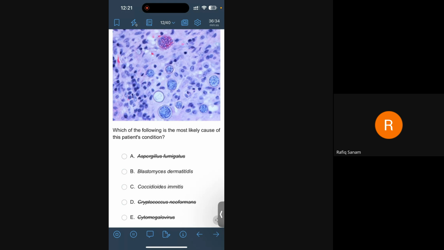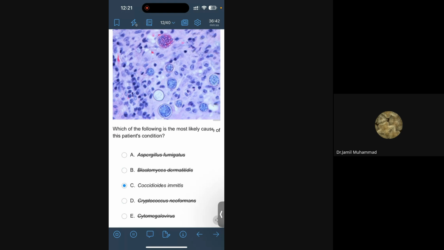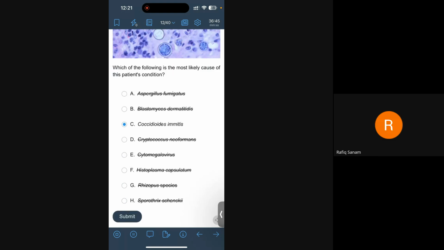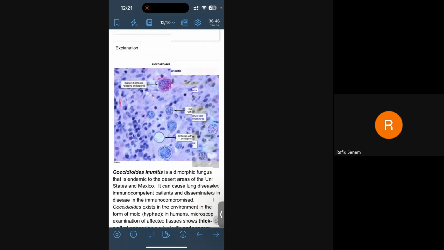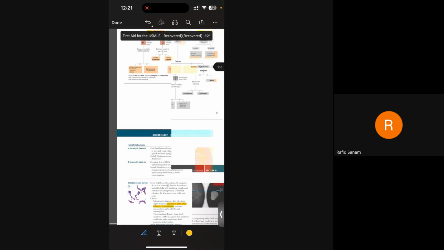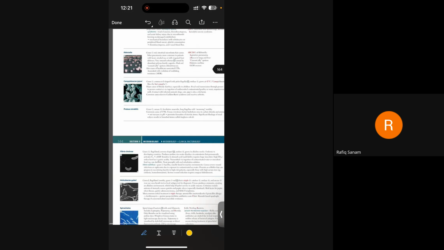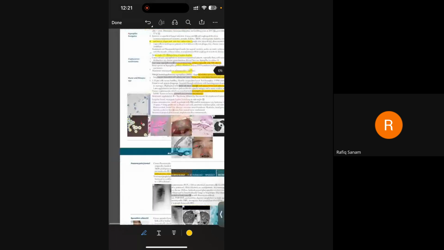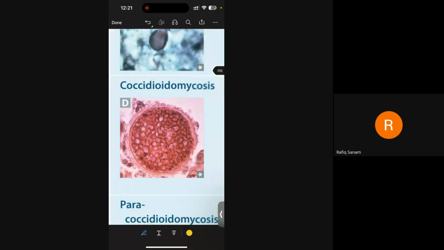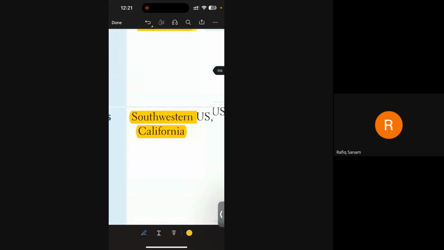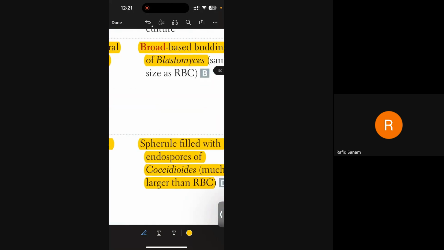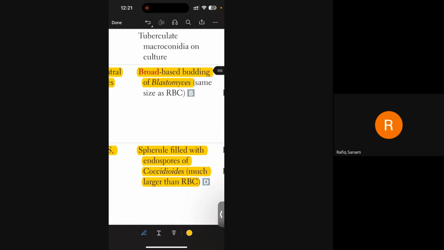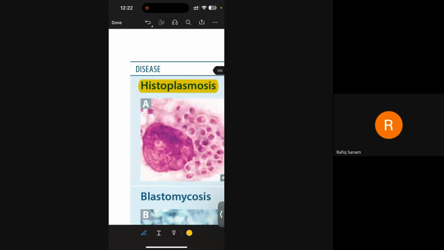Okay, so we are left with B and C. Blastomyces appears as broad-based budding. So it is not that. The only option we are left with is Coccidioides. See the spherule with many small endospores of Coccidioides, much larger than RBCs. And in this, there is a macrophage nucleus, and then you can see all of this Histoplasma.